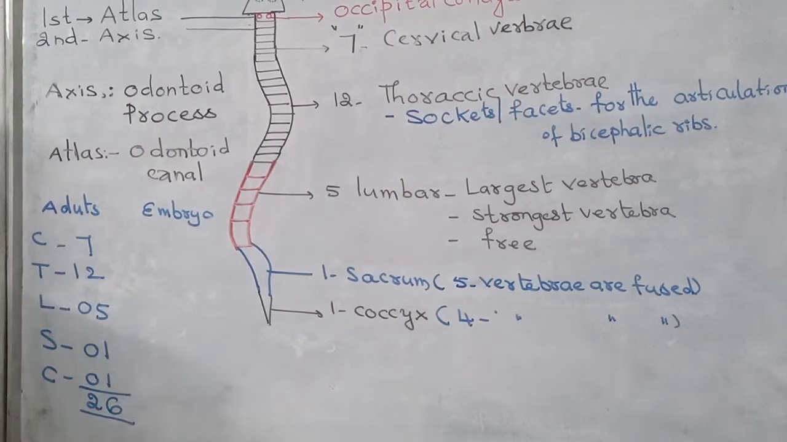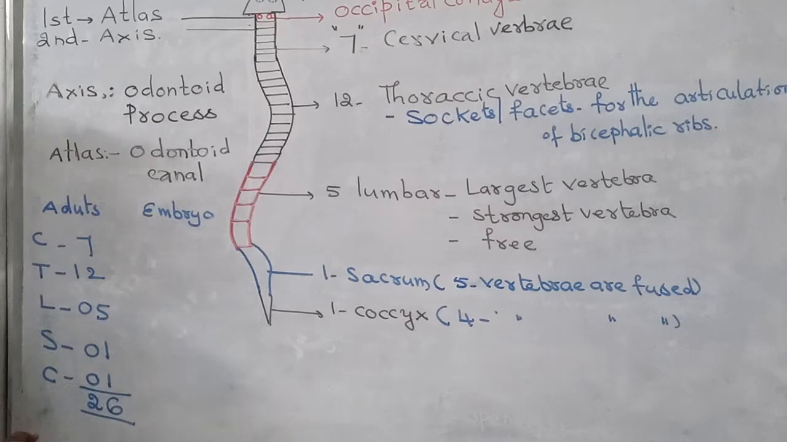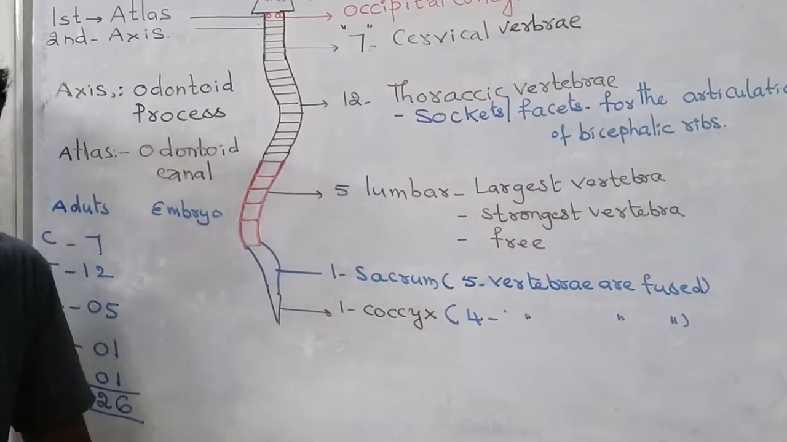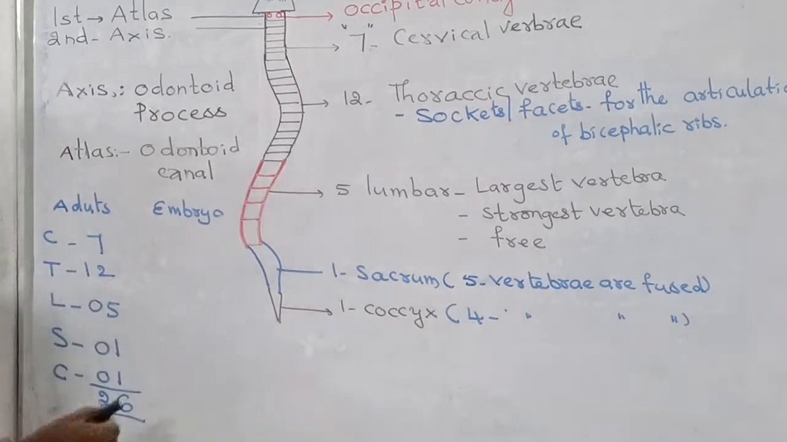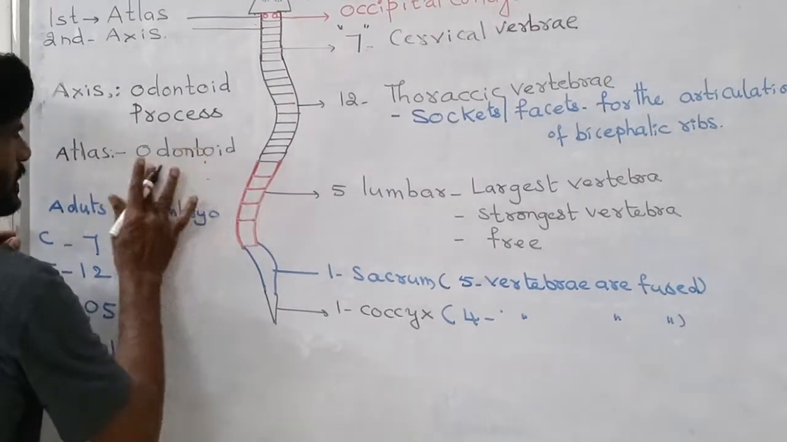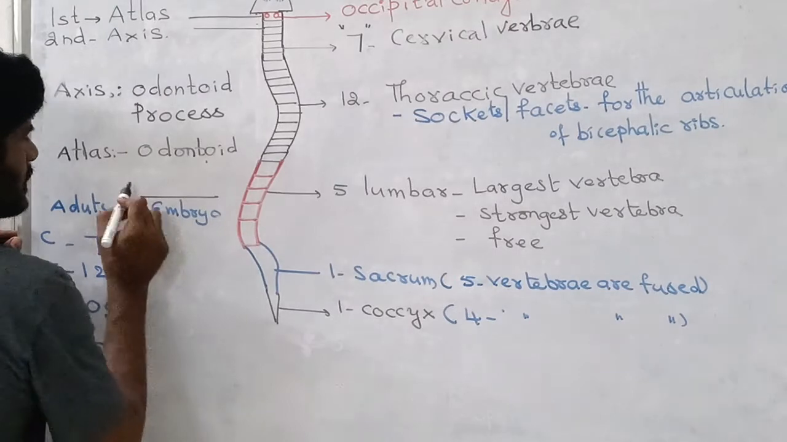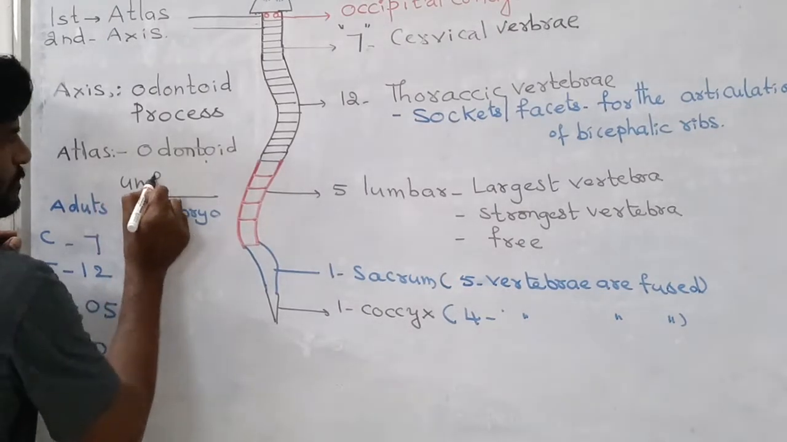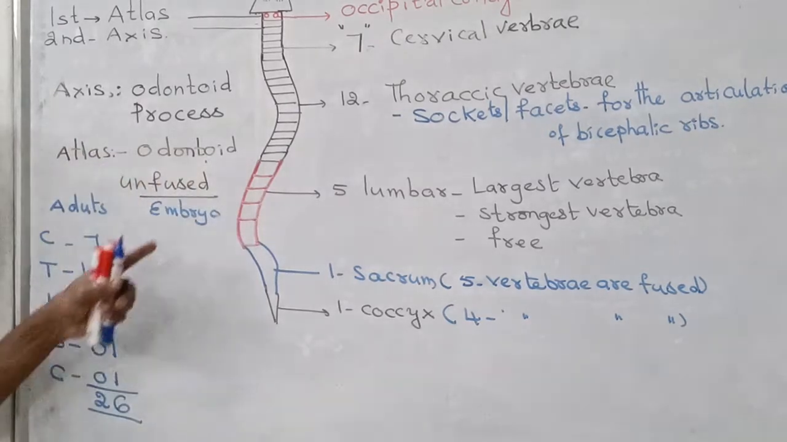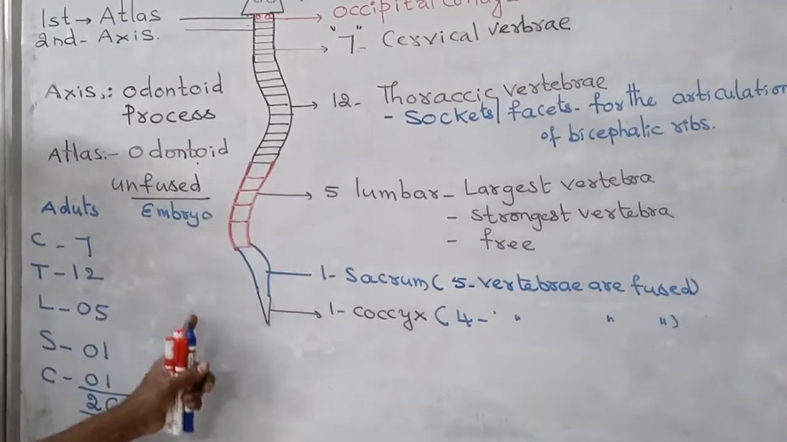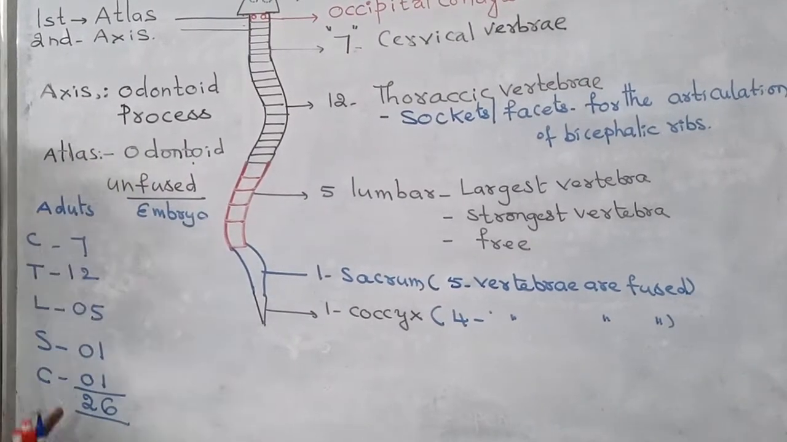But during the embryo, it can be asked what the number of vertebrae is in the unfused condition before the fusion. I mean during embryogenesis, not only in the embryo, but during the unfused condition. Before they fuse, how many vertebrae are present? But after fusion, the number of vertebrae is 26.